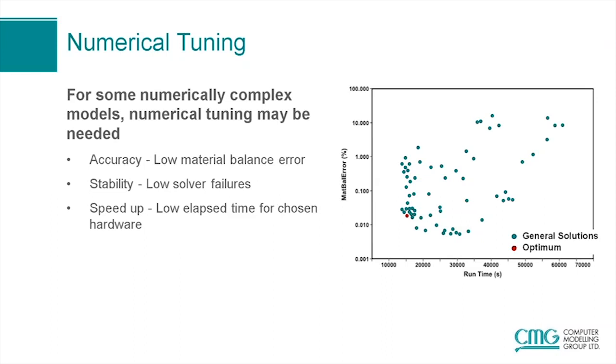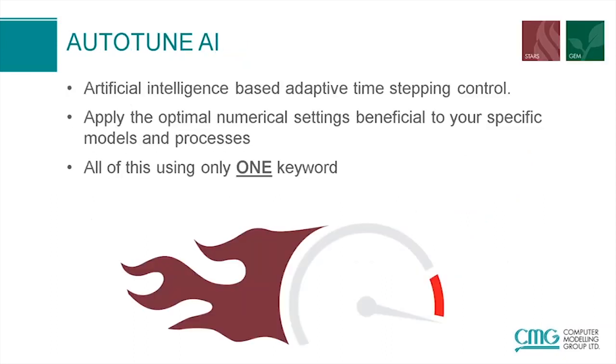So the CMOS workflows work extremely well and are extremely robust. But for this year, we made it even better. And we made it better by the introduction of Autotune AI. Autotune AI is an artificial intelligence-based adaptive time-stepping control. Using only one keyword, Autotune AI will apply the optimal numerical settings that will be beneficial to your specific models and processes. Using this one keyword, STARS and GEM will run anywhere from 2 to 12 times faster in our latest version. So how easy is it to use Autotune AI?